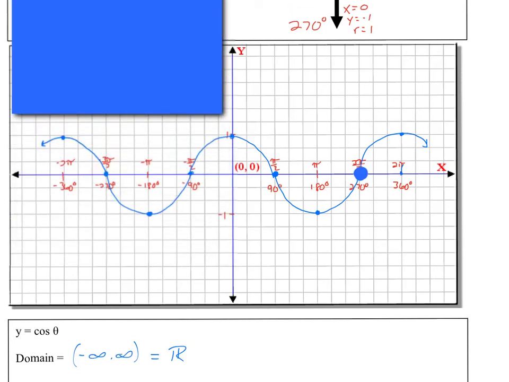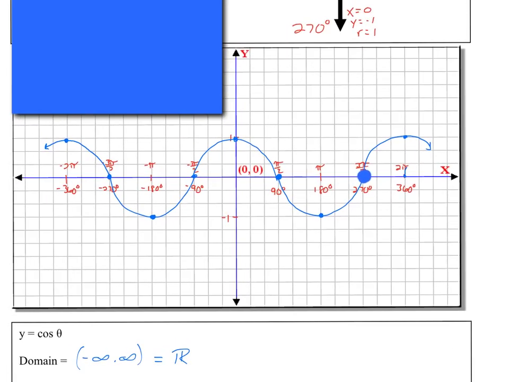If we were to make more than one period, we would see that it just keeps repeating. It's going down to negative 1 and then up to 1, and down to negative 1 and up to 1. It's hitting the x-axis every 180 degrees. It's hitting 1 every 360 degrees. It's hitting negative 1 every 360 degrees. So that is the parent graph for cosine.